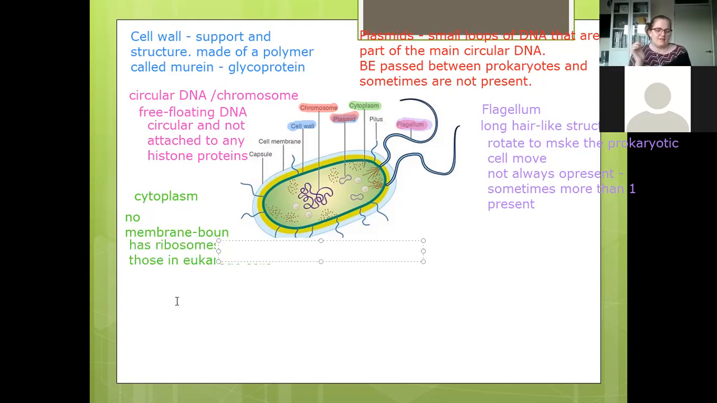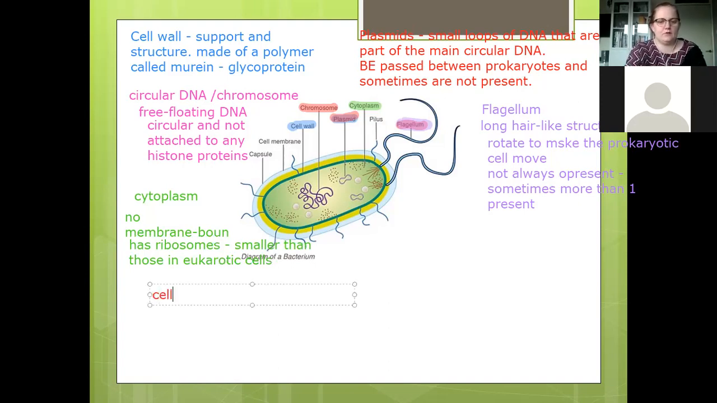We also have a cell membrane, also classed as a plasma membrane sometimes. It's made up of lipids and proteins, very similar to the membrane in a eukaryotic cell, and it controls the movements of substances in and out of the cell.